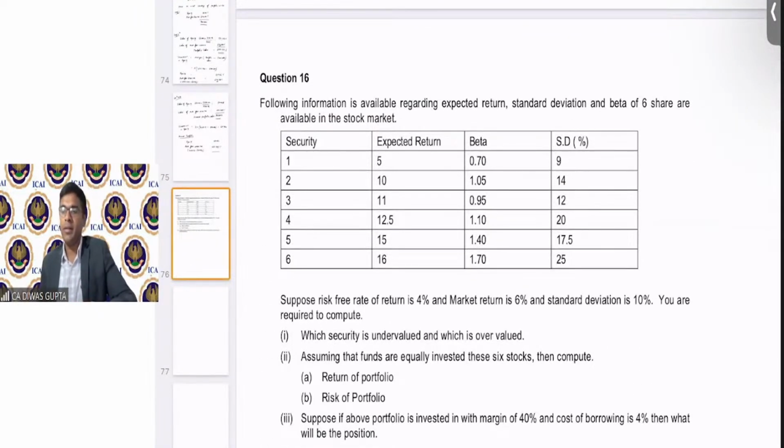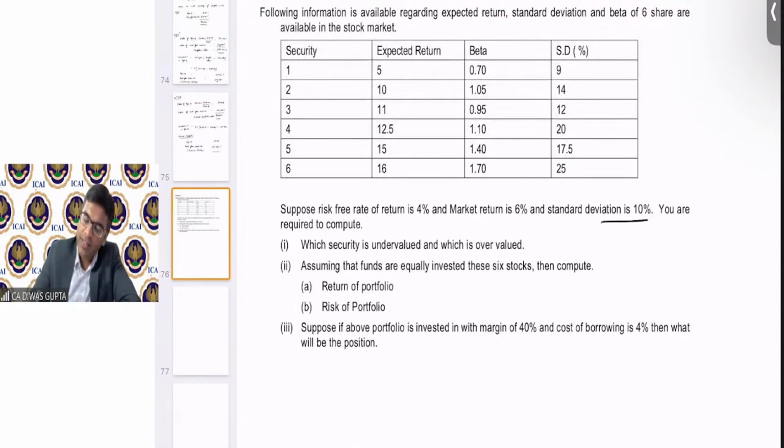Question number 16, students. The following information is available regarding expected return, standard deviation, and beta of 6 shares available in the stock market. So they have given us six securities, and for those six securities, they have given us their expected return, beta and standard deviation. Suppose the risk-free rate of return is 4% and market return is 6% and standard deviation is 10%. You are required to compute.